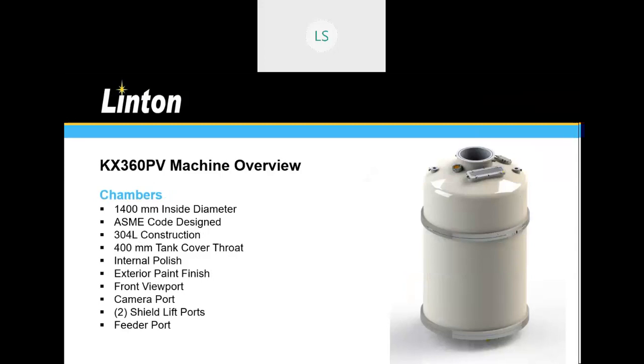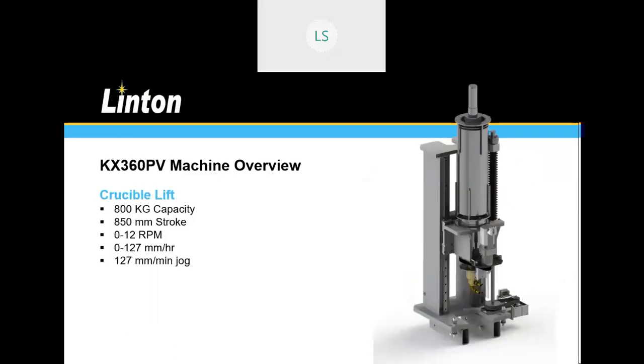Next. We use a two-tank system, an upper tank and a lower tank. This particular tank, again, is 1,400 millimeters inside diameter. It has a viewport on the top. It has a feeder port on the top. It splits in half again in order to load and unload crucibles, as well as cleaning the system. Next.